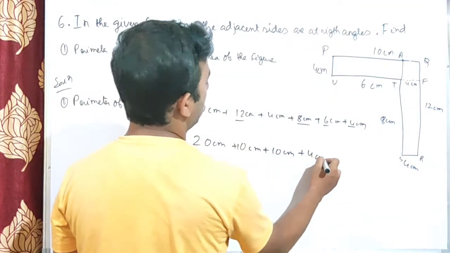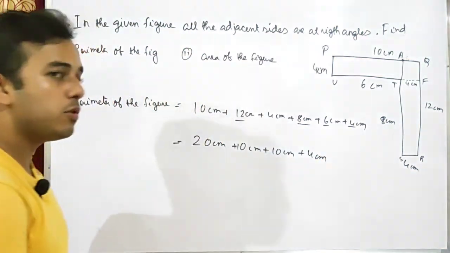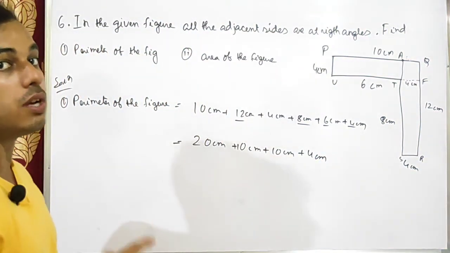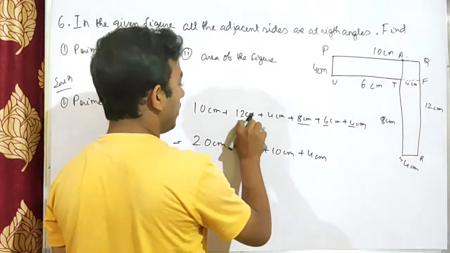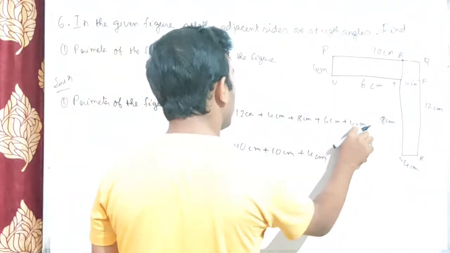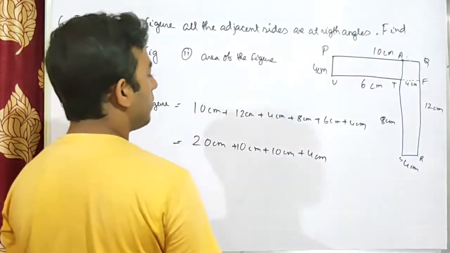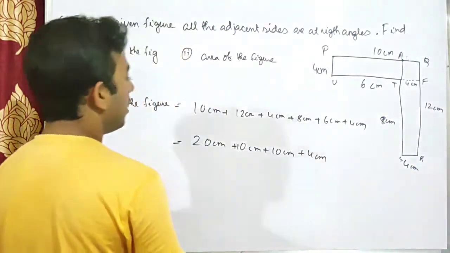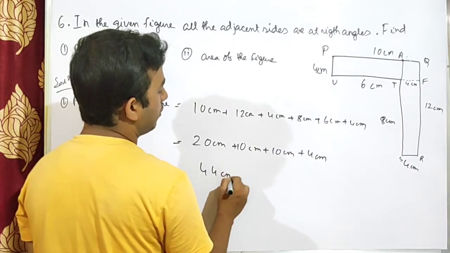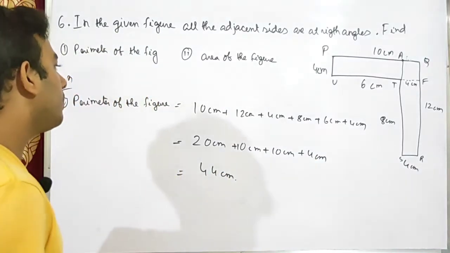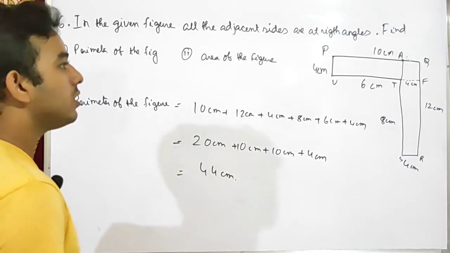Then again 10 centimeter plus 4 centimeter. Look, we have used the distributive method which we learned in chapter number 1. Now it is very easy to add. 20 plus 10 is 30, 30 plus 10 is 40, 40 plus 4 is 44. So the perimeter of the figure is 44 centimeter.